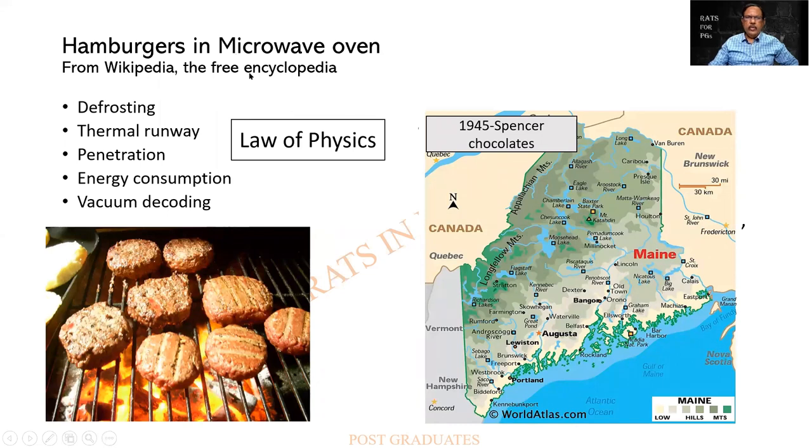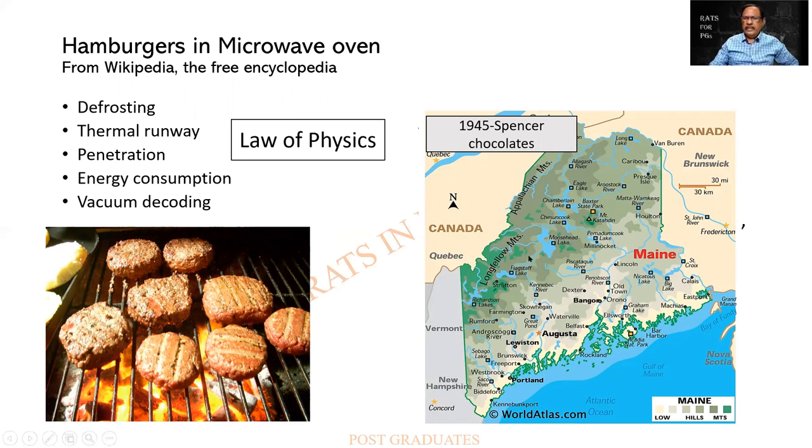This is downloaded from Wikipedia. There are various stages of the development in the microwave oven, which include defrosting, thermal runaway, penetration, energy consumption, and vacuum decoding. These are all topics under the laws of physics about which I know nothing. That is why I have landed up in the second group of biology and finally in medicine. So this is the way a food, rather pork it is said, is being grilled.